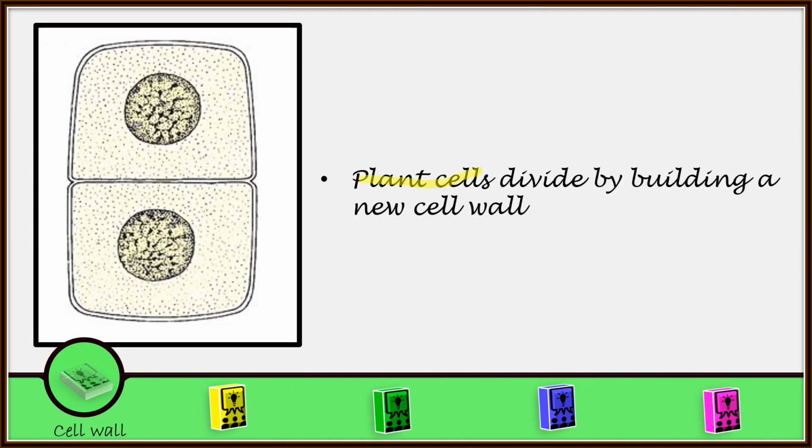In plant cells, the cells divide by building a new cell wall. Now for the plant cell, what happens is that the cell does not constrict to divide into two. They just develop a new cell wall between the cytoplasm so that it separates the upper side and the lower side. We form a cell wall and it divides the cell into two.